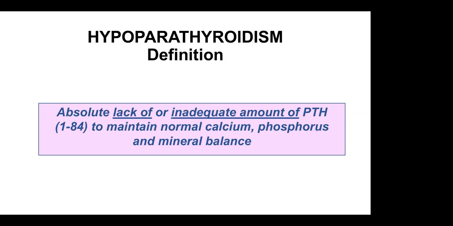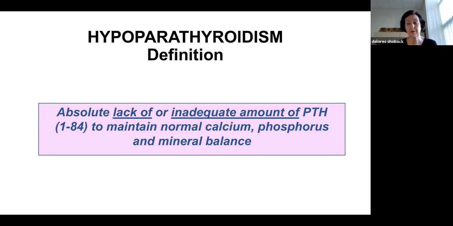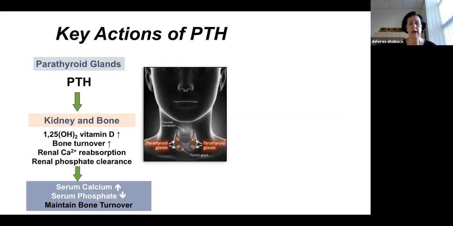So what's the definition of hypopara? Let's start with the definition because you've got to have a definition of something if you're going to understand it, right? It's either the absolute lack or just an inadequate amount of PTH 1 to 84 to maintain normal calcium, phosphorus, and mineral balance in our bodies. So that's it. It's pretty straightforward, right? It's a lack or just not enough. Something you've got, but it's not enough. Okay, so what does PTH do in our bodies? Here it is, made by the parathyroids. Here they are in your neck.